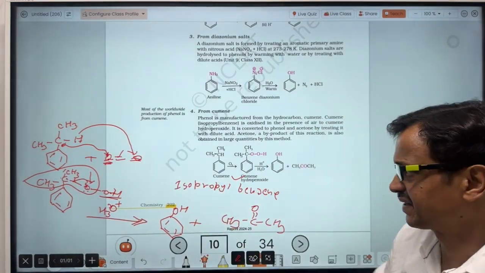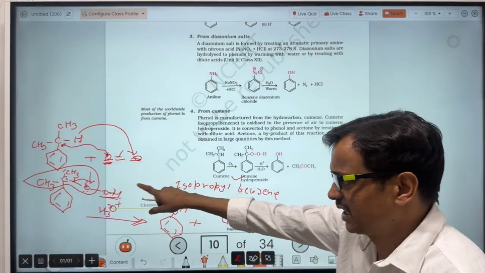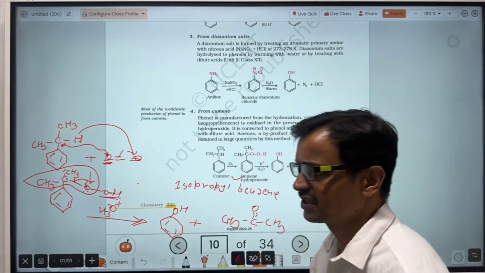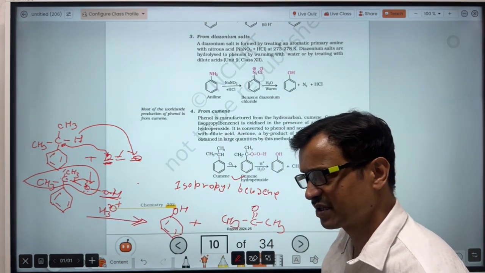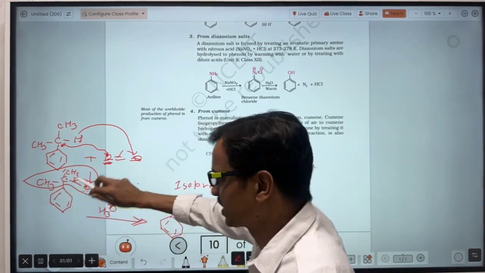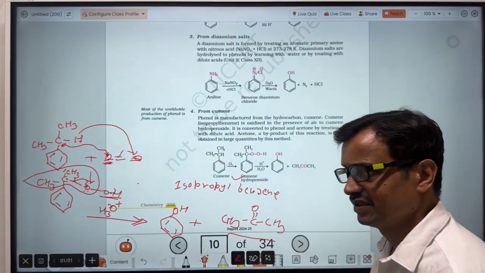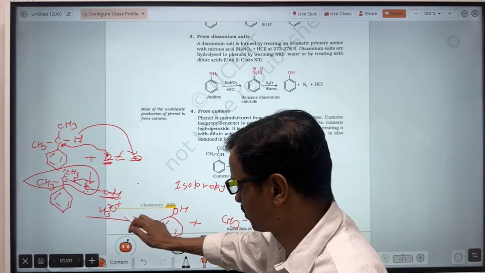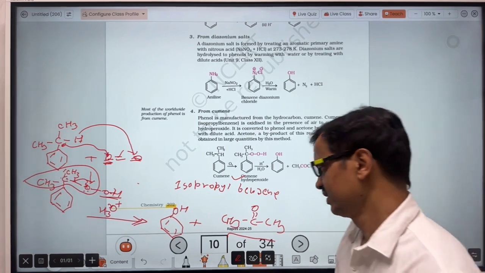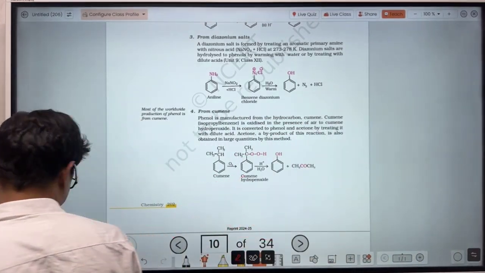So cumene will be treated firstly with oxygen. There will be formation of cumene hydrogen peroxide. Then acidic water will pass through the cumene hydrogen peroxide. Then the isopropyl group will convert to propanone, and the OH will get bonded to the benzene. So there will be formation of phenol and propanone.